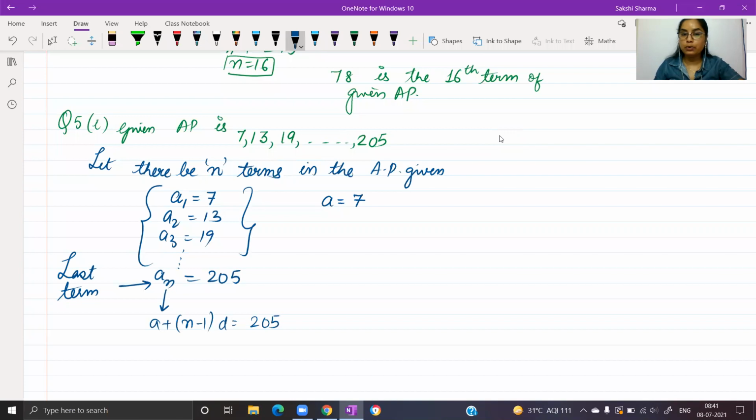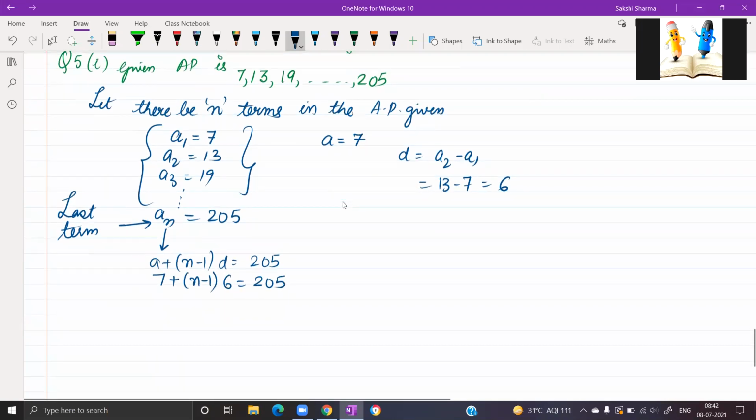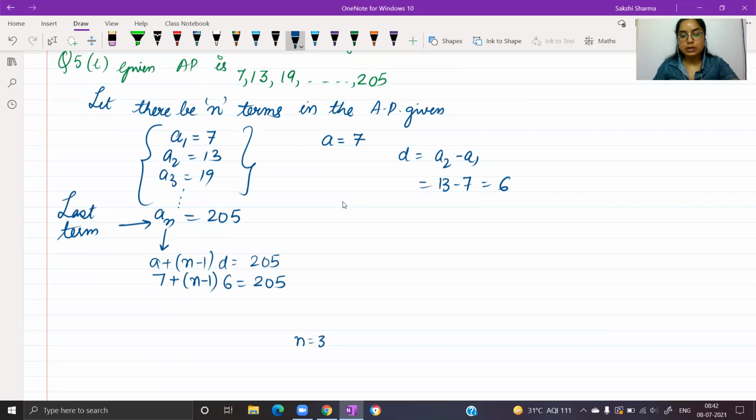We have A already. We did not find D. Let's find the common difference, and then use it in the formula to find the value of n. n equals 34. Kindly confirm, is n equals 34? Yes, ma'am.